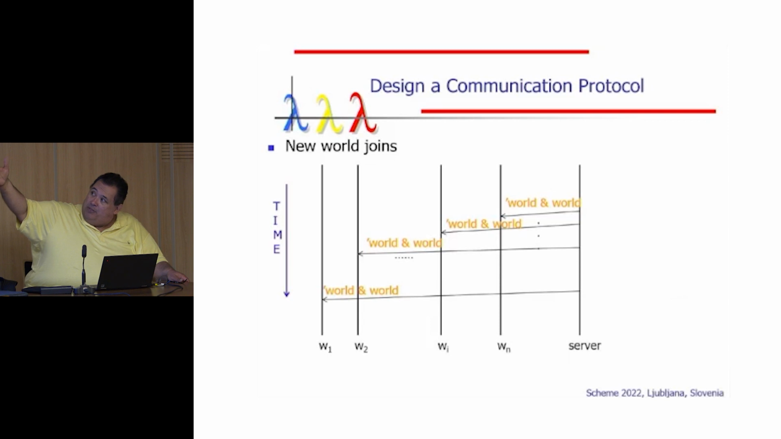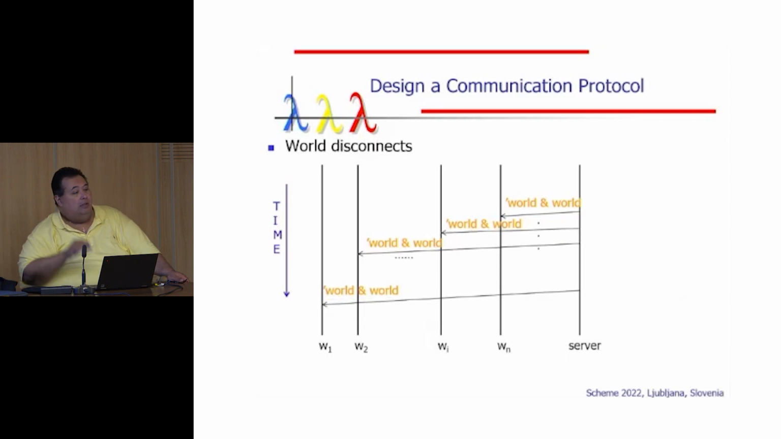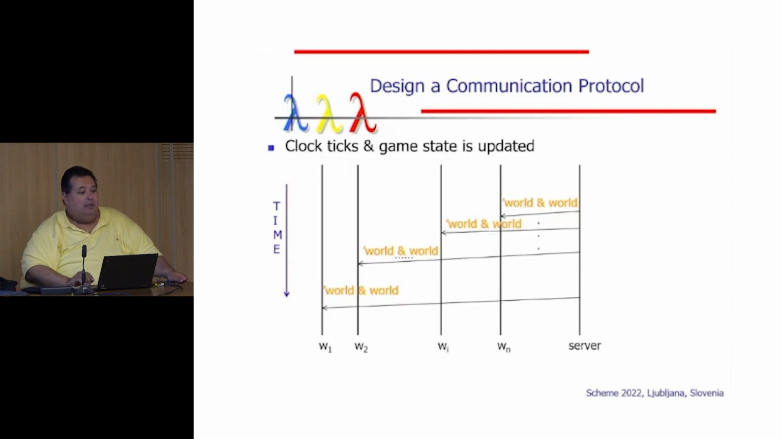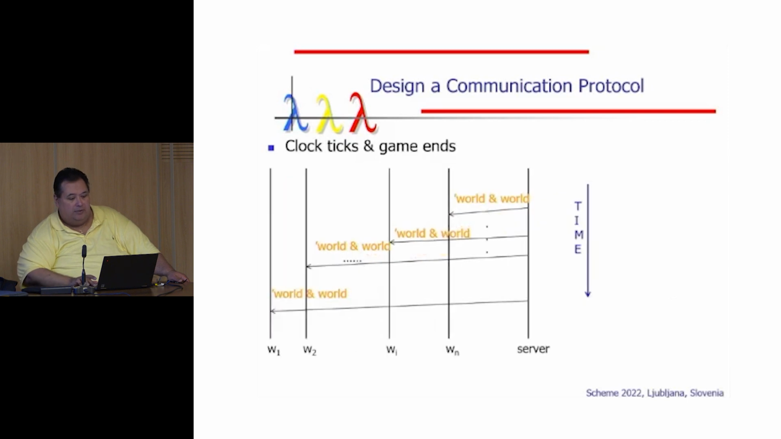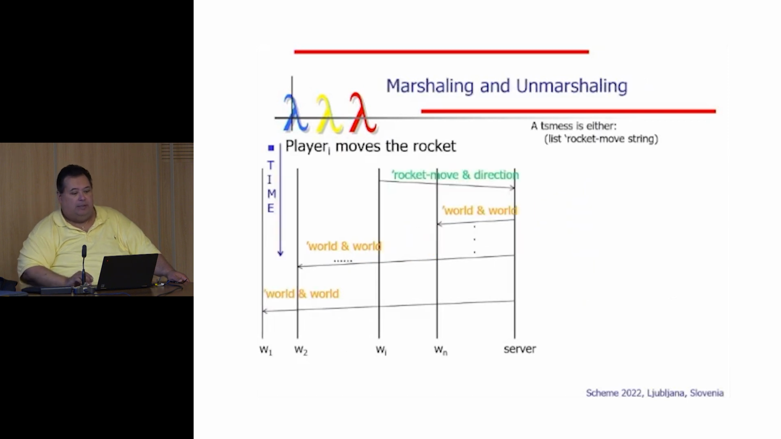Some event happens, a new player comes in, send out the new world. A player disconnects, send out the new world. The clock ticks, update the state, send out the new state to all the players, right? So again, right, my point is we're trying not to be overwhelming with beginners, right? Okay, and so now, right, we have all these messages, we have to define what they are.